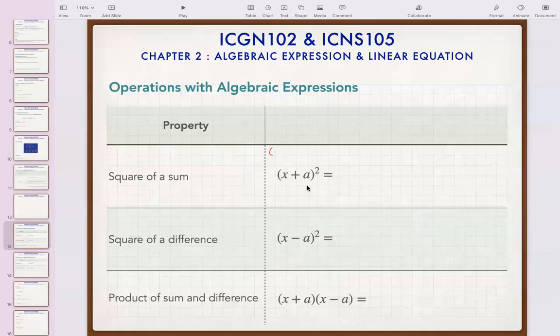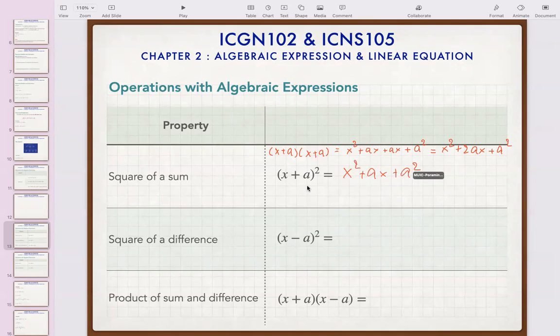The square of the sum results in (x plus a) times (x plus a). In here you get F, that is x squared, O, that is ax, I, that is ax, L, that is a squared. Then you get x squared plus 2ax plus a squared. So this is what you can remember for the square of a sum: x squared plus 2ax plus a squared.